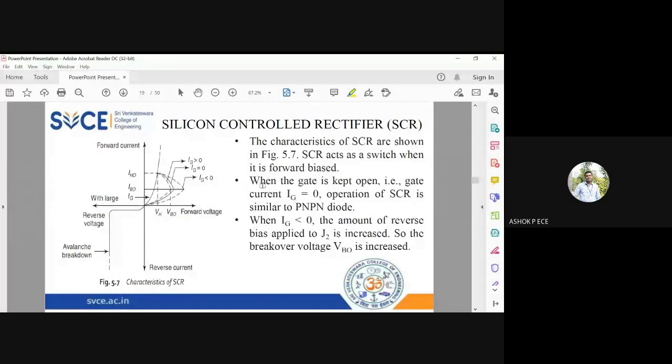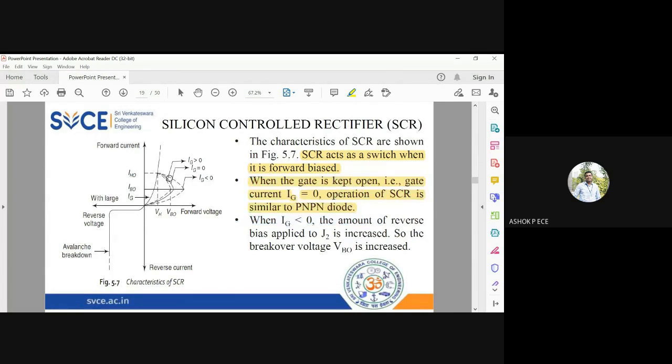Okay, the characteristics of SCR are going to be exactly the same. See the graph, it is going to be exactly the same as your PN diode. So SCR is going to act like a switch when it is forward biased. So if I am not going to apply any gate current, Ig equal to 0, the operation of SCR is similar to a PN diode. So see this graph.